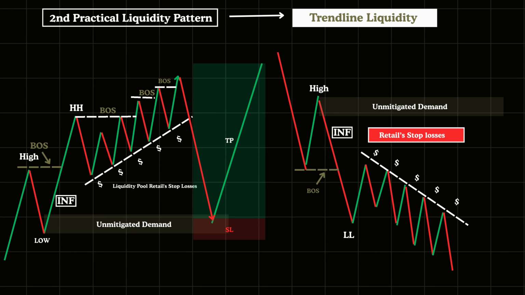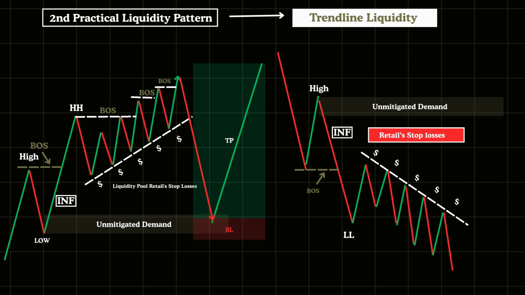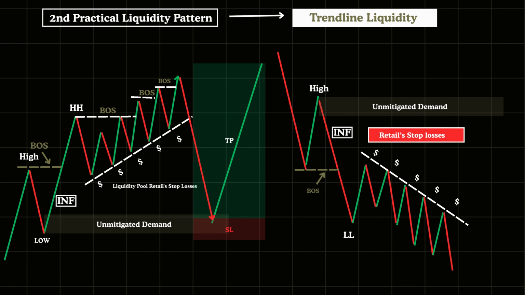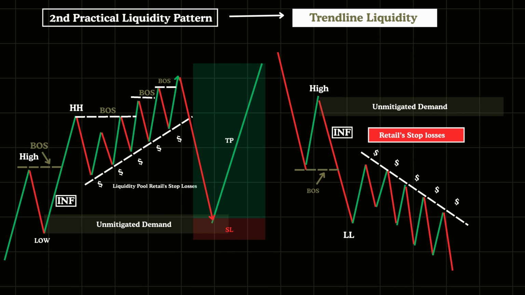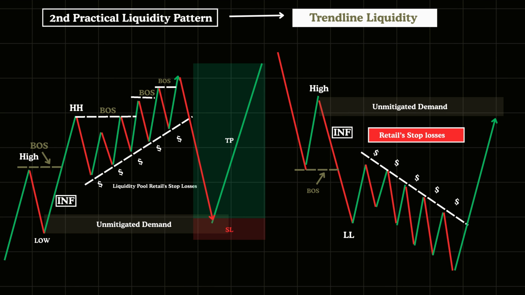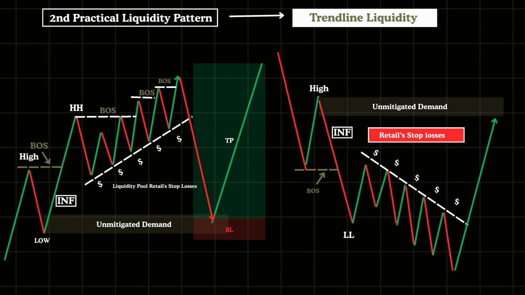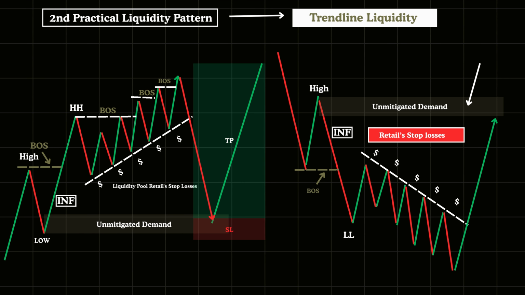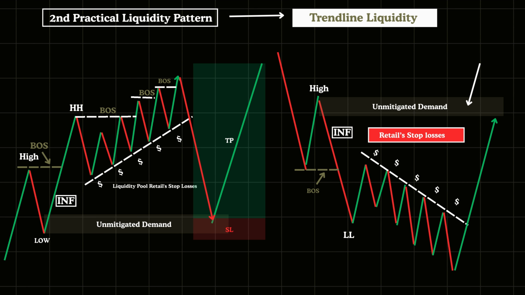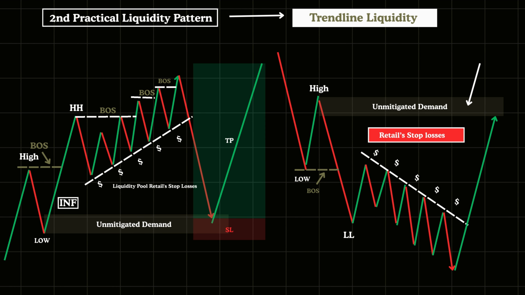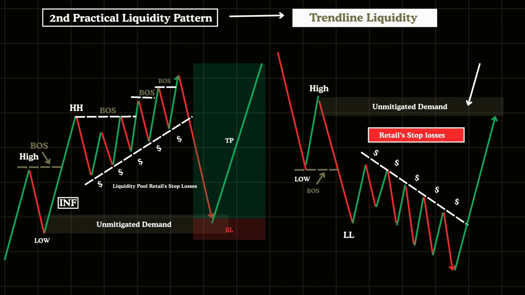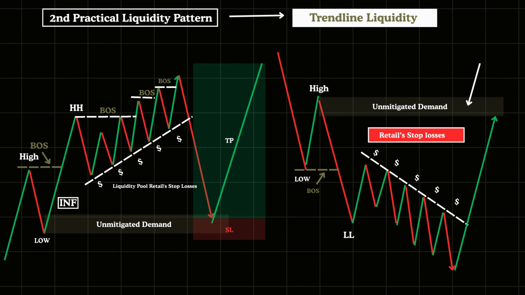This leads to a liquidity pool right above the trend line, which smart money loves to exploit. So what happens? Price runs up, sweeps the stops above the trend line, fills inefficiencies, taps the supply zone, and then reverses downward, in line with the bearish trend. That's your short setup right there. Wait for liquidity to be cleared, then strike from the unmitigated supply zone.